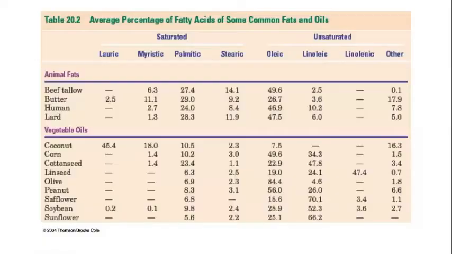You can see again the saturated and unsaturated fatty acid levels in animal fats and vegetable oils. Usually animal fats contain a higher level of saturated fat, and these fats are usually solid at room temperature, and therefore they are referred to as animal fat. And when it comes to vegetable triglycerides, they are usually referred to as vegetable oils.